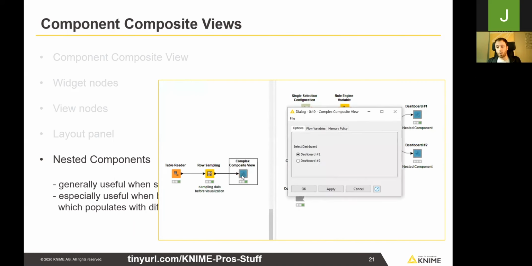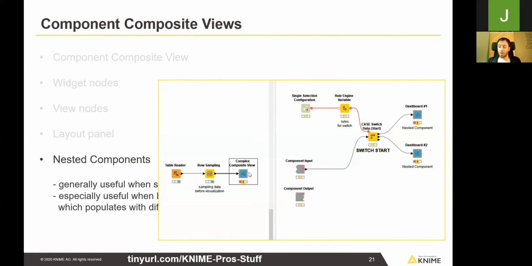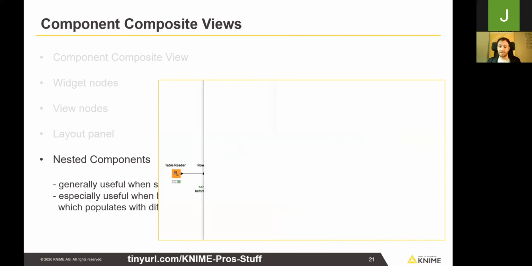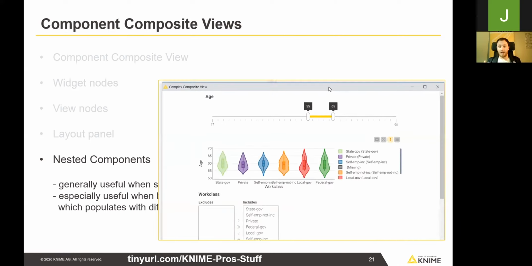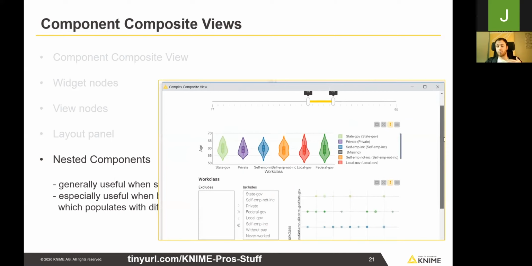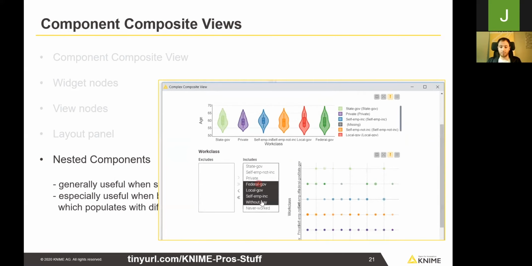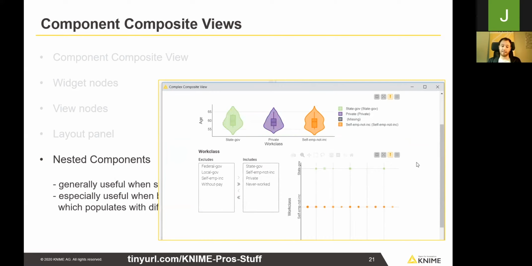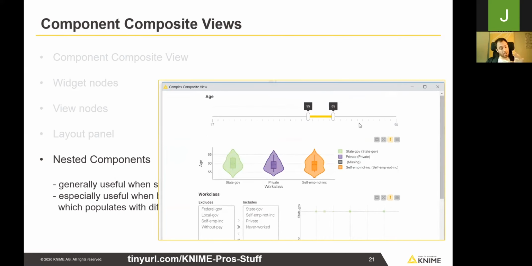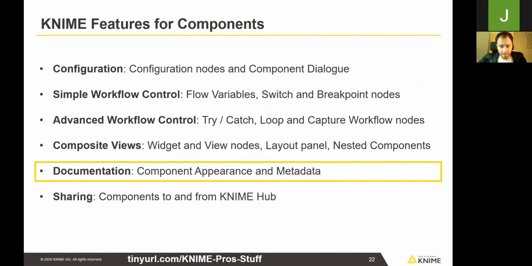How can you control which dashboard is showing? It's because you're controlling from a configuration node which nested component is activated and rendered to the user. So again, if you have a really complex dashboard which should show different things in different situations, nested components are the right way to do this, with each of them having a different layout, different composite views, and then you activate the right one.